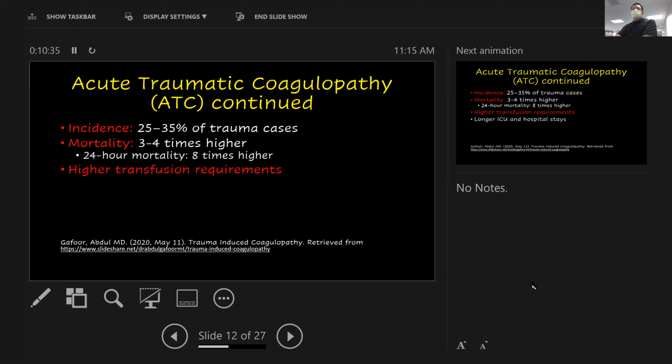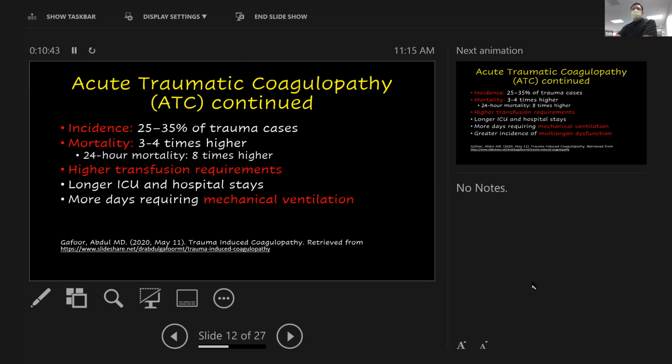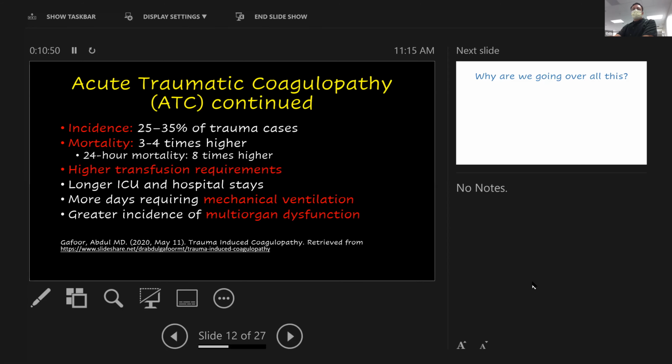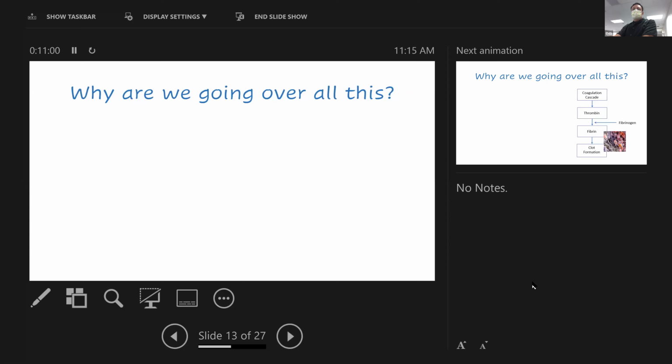These patients tend to require more blood transfusions. They end up with longer stays in the hospital and intensive care unit. They're on a mechanical ventilator for longer periods of time. And there's a greater incidence of multi-organ dysfunction, which oftentimes will lead to death. So these patients can be very, very sick.